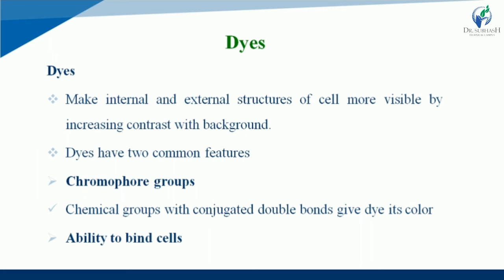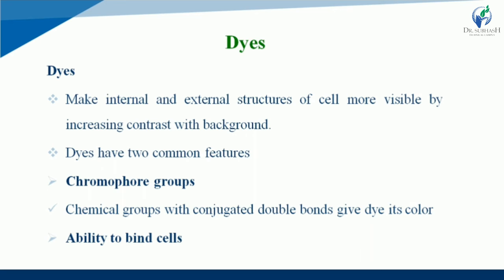Dyes make the internal and external structure of cells more visible by increasing contrast with the background. So what is the role of dye? Dyes make the internal and external structure of cells more visible. How is it possible? By increasing contrast with the background. Dyes have two common features. The first is chromophore groups and the next is the ability to bind with cells.